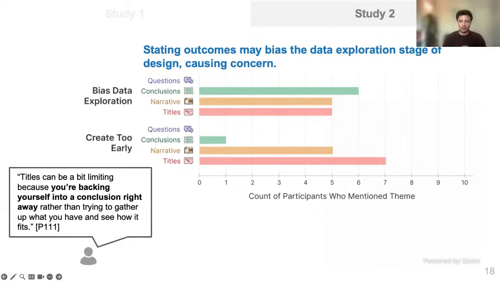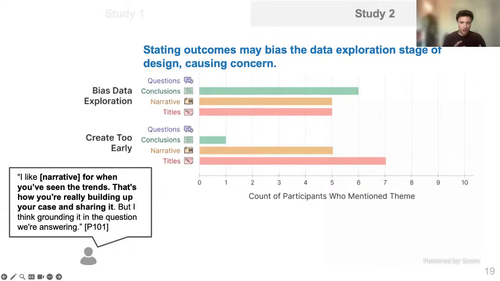Now, the narratives and titles cause some concern among designers. By stating what will happen or starting with the title in particular, designers were often concerned that they would be biasing the data exploration stage of the design. Instead, these steps would be better suited for later in the design process, particularly the narrative. So here, a participant discusses the use of a narrative as a guiding device for after the data exploration stage.